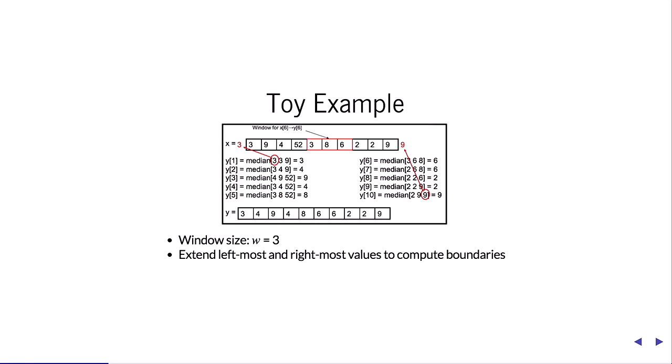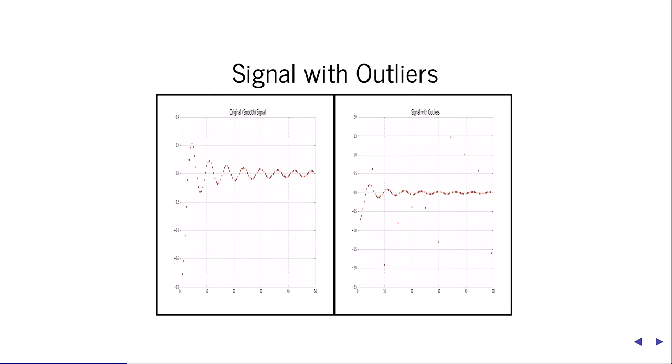So this is a toy example. We have an original signal X, and we slide over it with window size W equal to 3, and then replace the value with the median value. In order to handle the first and last values, we extend the leftmost and rightmost values to compute boundaries. So the original signal is on the left, the signal with outliers is on the right. What we want to do is to be able to capture, or at least detect, the outliers and remove them from the signal.